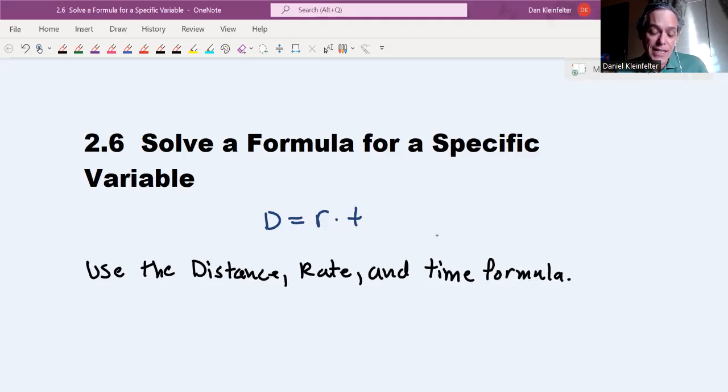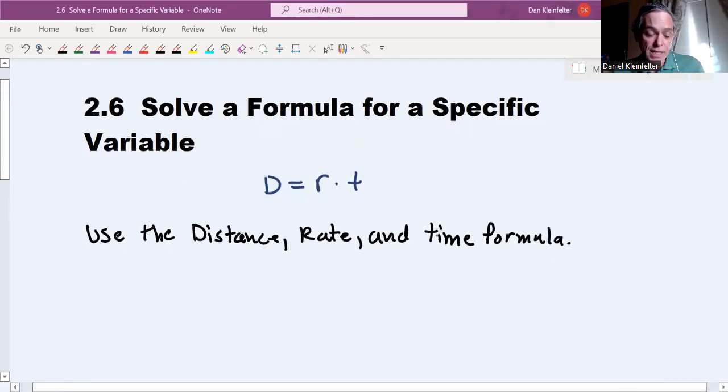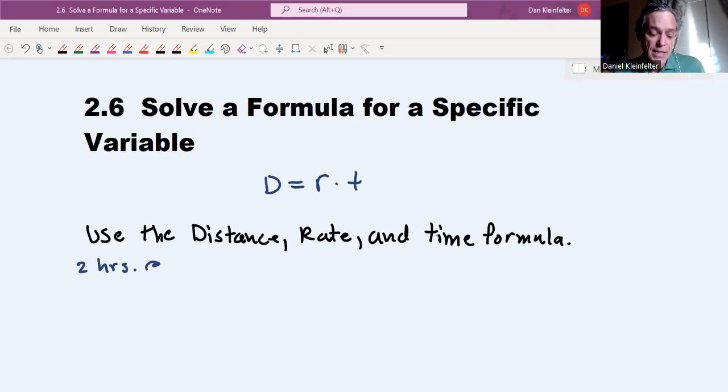What it says is basically that the distance traveled is equal to the rate, that is how fast you're going, times the time you spend going at that speed. For example, if you were to drive 2 hours at 60 miles per hour, then the distance traveled is 60 times 2 or 120, and that would be 120 miles.